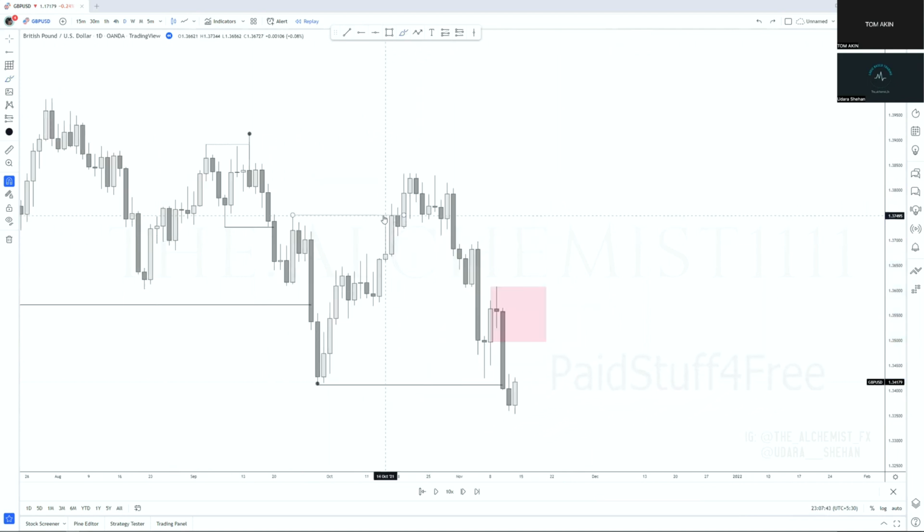Then this is taken out. And once you get a body closing below this low right here, what happens? What's the high of the next range? This one, right? That will be the high of the next trading range. Can you understand that? Once you get a body closing below that low.